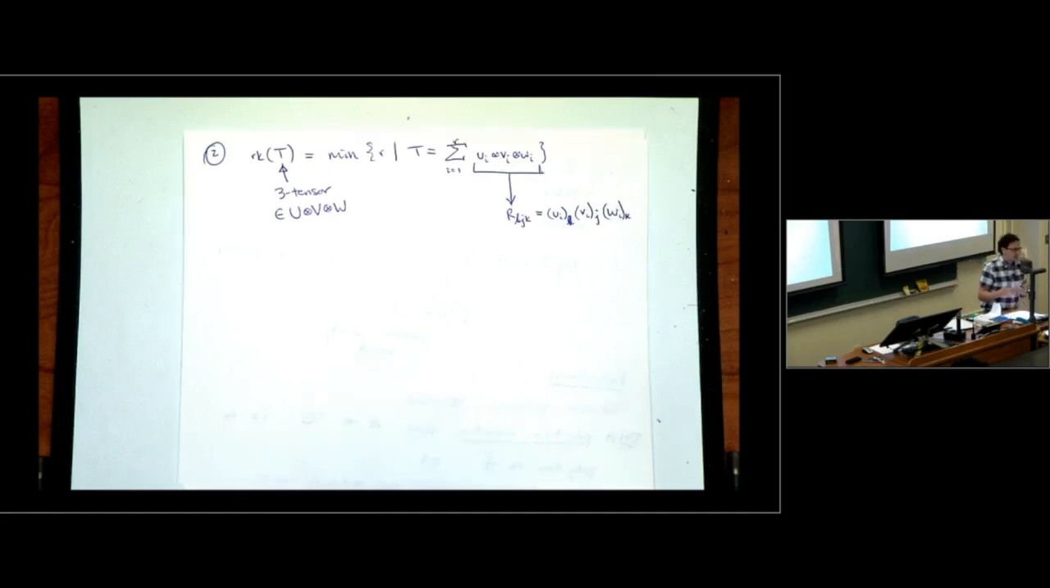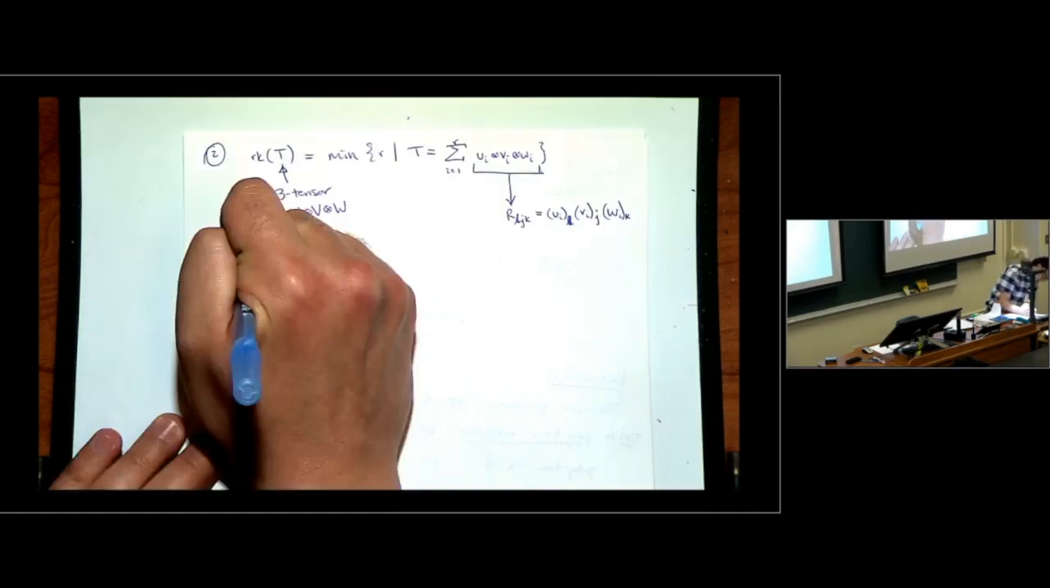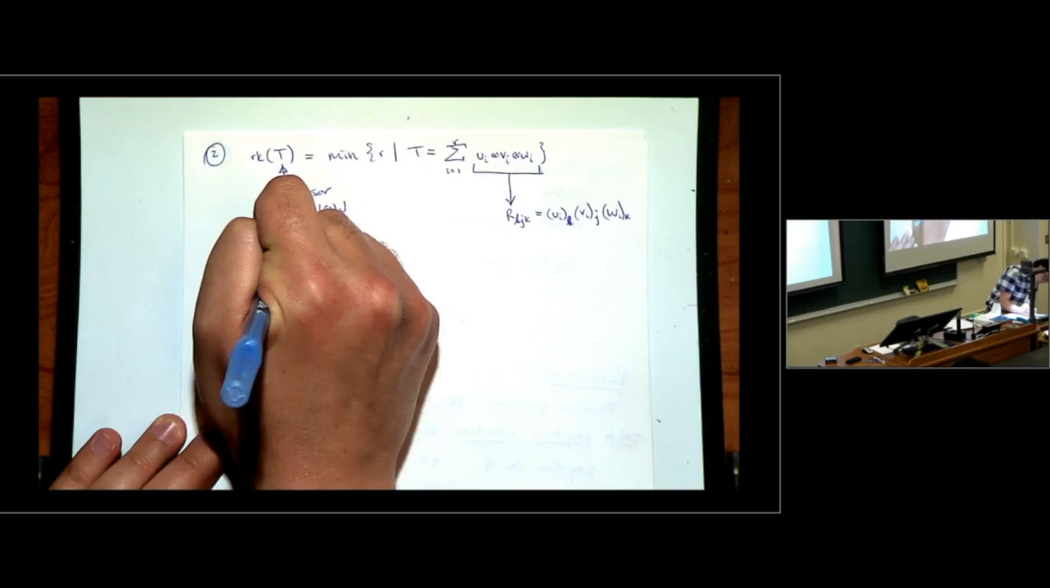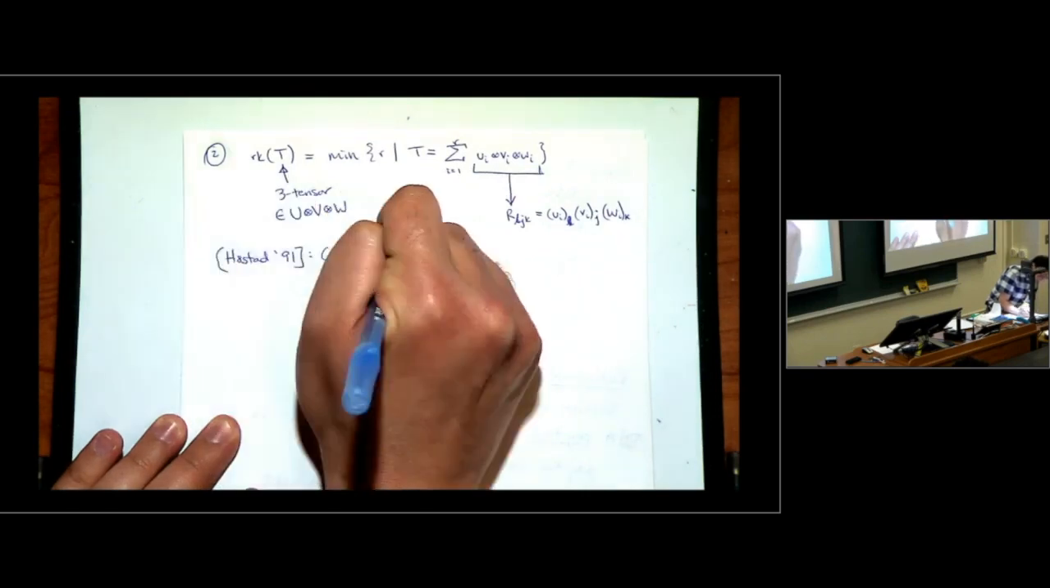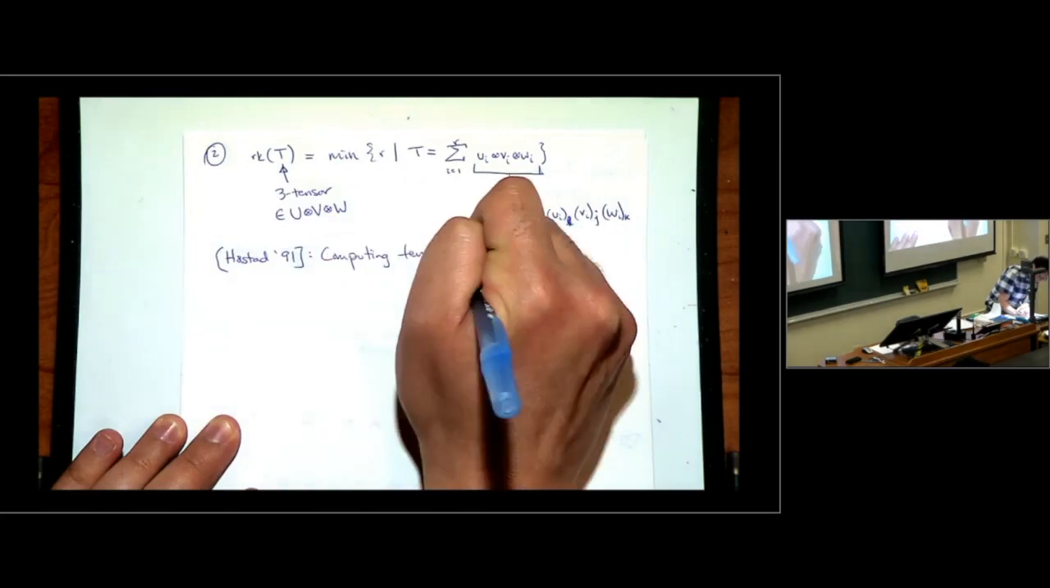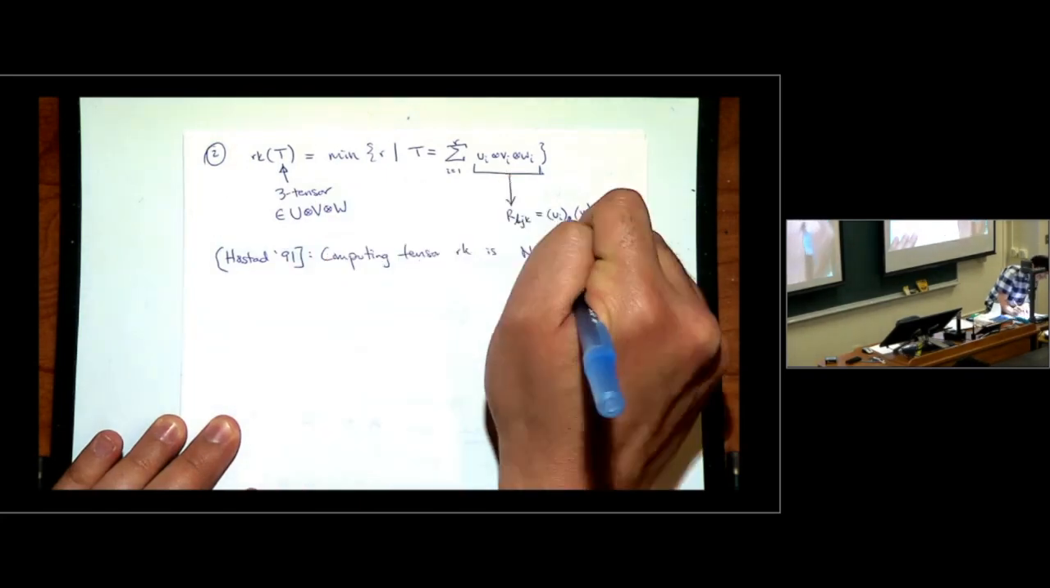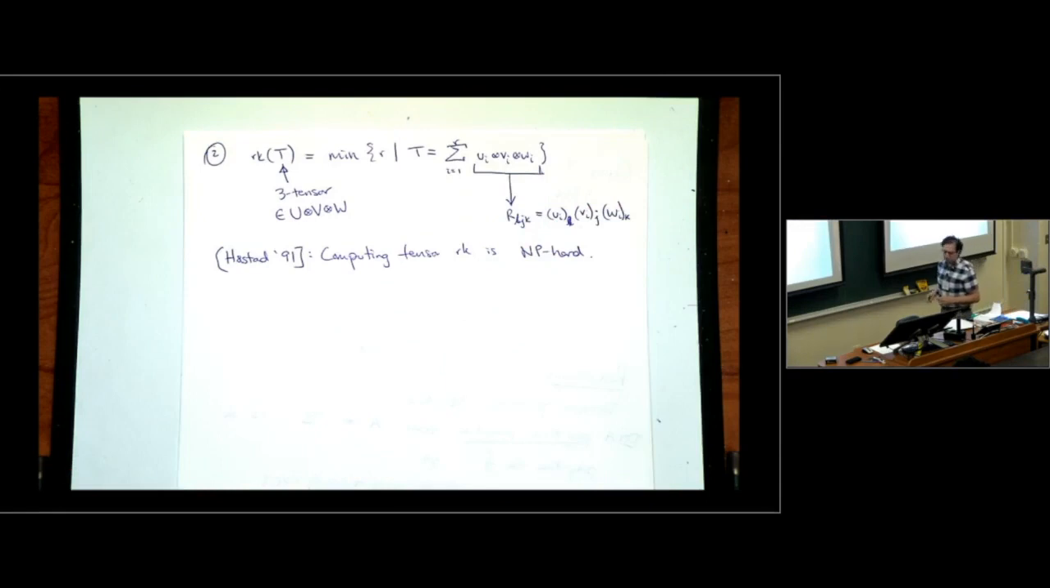Rank for matrices, hopefully we all know, is very easy to compute. Rank for three-tensors already, the next case after matrices, which are two-tensors: Johan Hastad in '91 proved computing tensor rank is NP-hard. Okay, and now I will pause for a second to give a brief review of P versus NP. So the idea of NP was to capture this notion of brute force search.